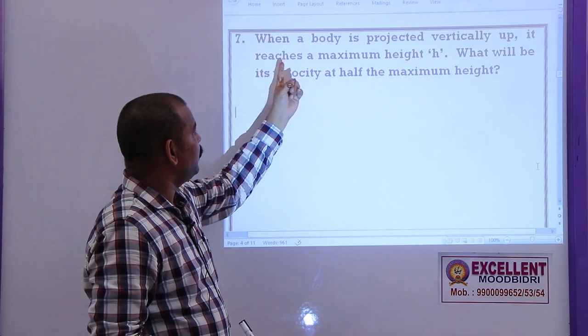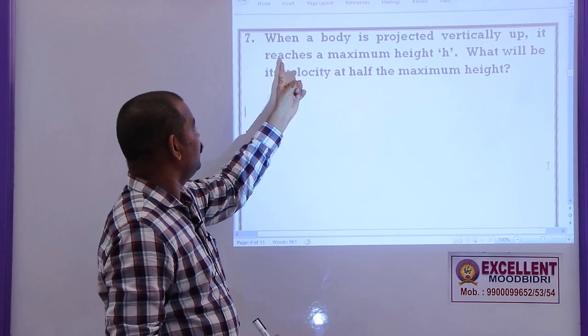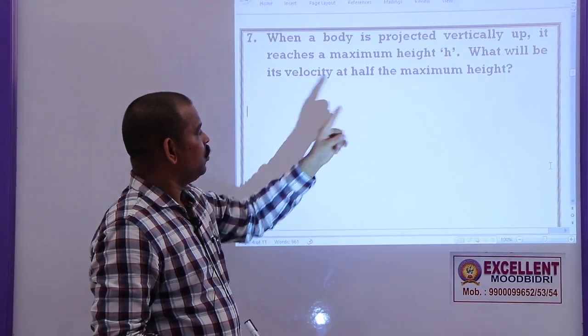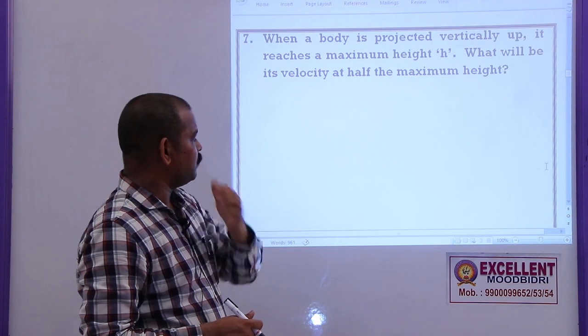Problem number 7: When a body is projected vertically up, it reaches a maximum height h. What will be its velocity at half of the maximum height?